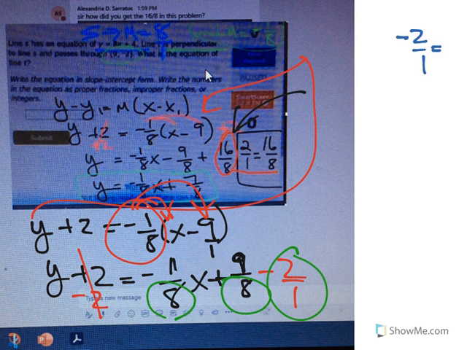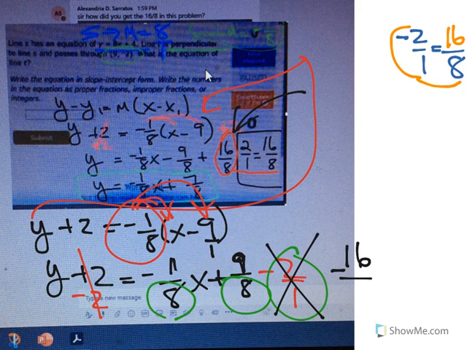If I convert that into eighths, I would say, okay, well, I'll do around the world, and that's like this. What's 8 times 1? Well, it's 8. And then what's 8 times 2? Well, it's 16. And that's how I got 16 over 8. So this here would go away, and instead of 2 over 1, I would say minus 16 over 8 instead. Okay, then I would go ahead and combine like terms.